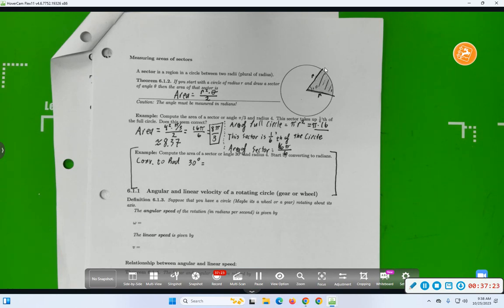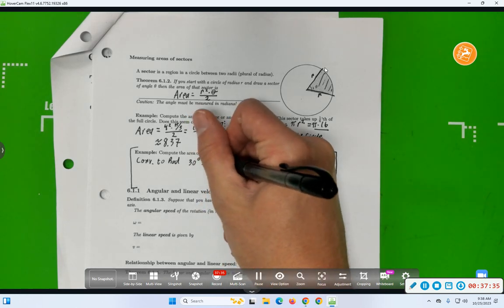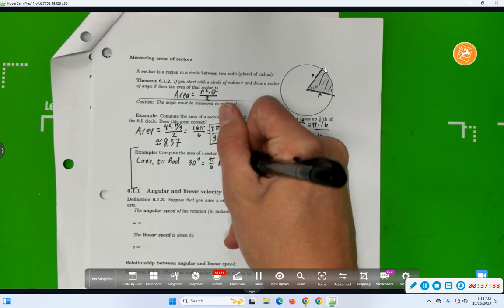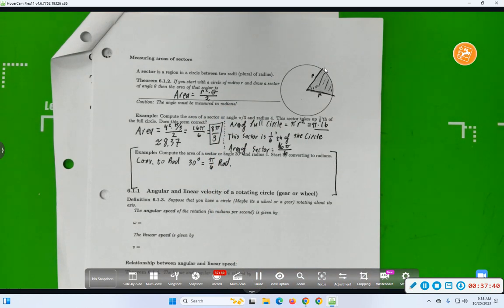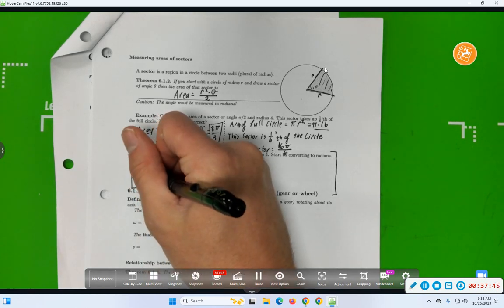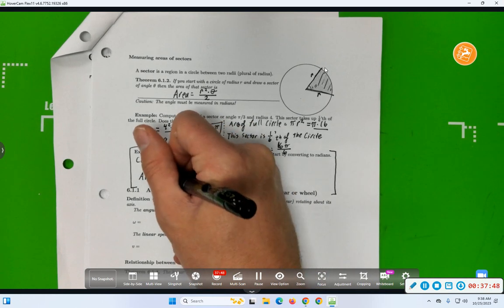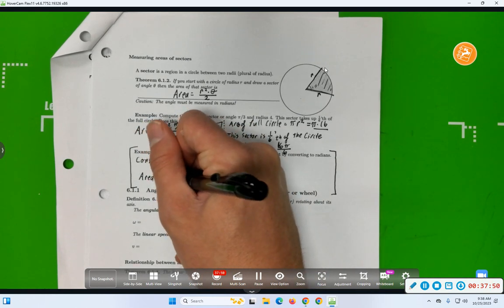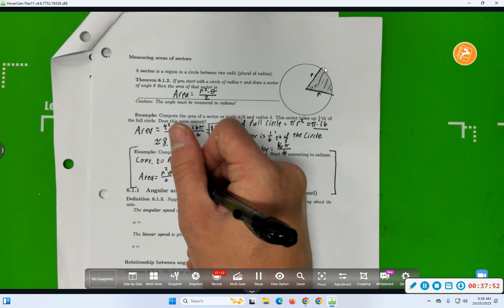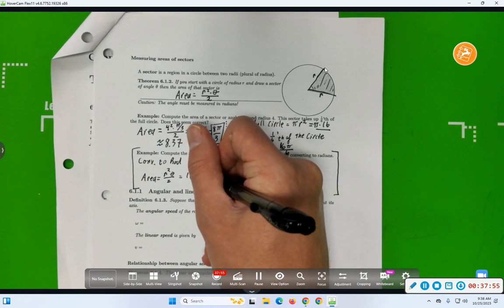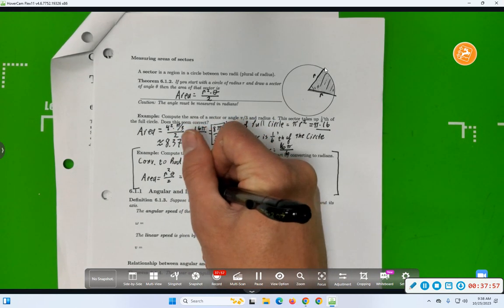I hear a pi over 6. People agree? Did you do that by doing the computation or just remembering the previous page? It's on the previous page. That is pi over 6 radians. Now do we have the angle in radians? So we can use this area formula. Area is equal to r squared theta over 2, equals 16 times pi over 6 over 2.